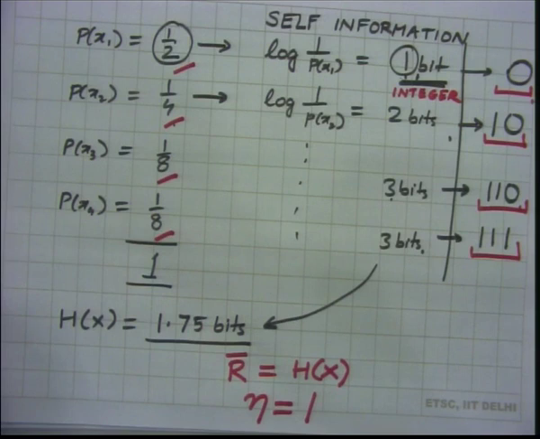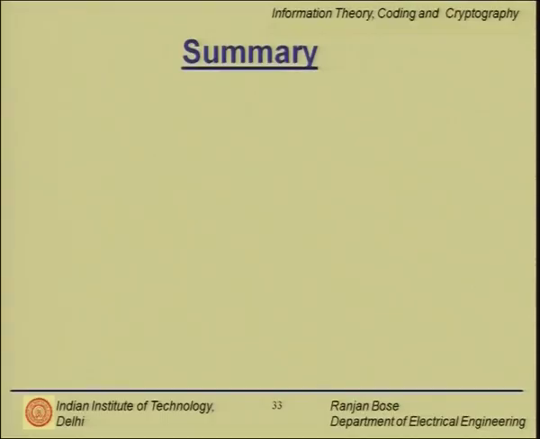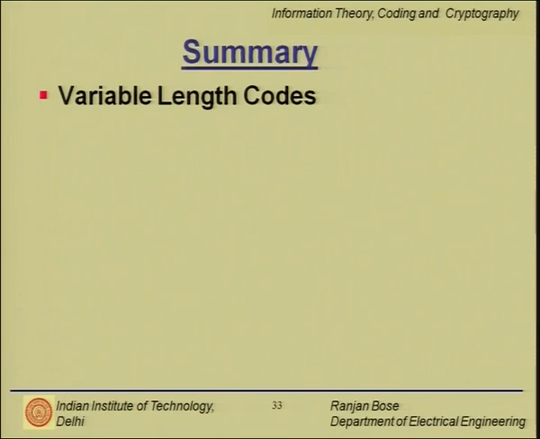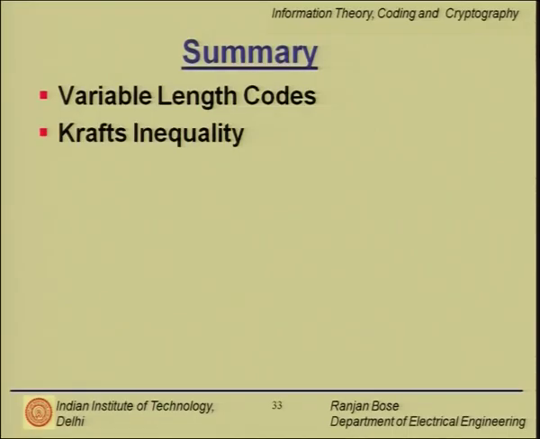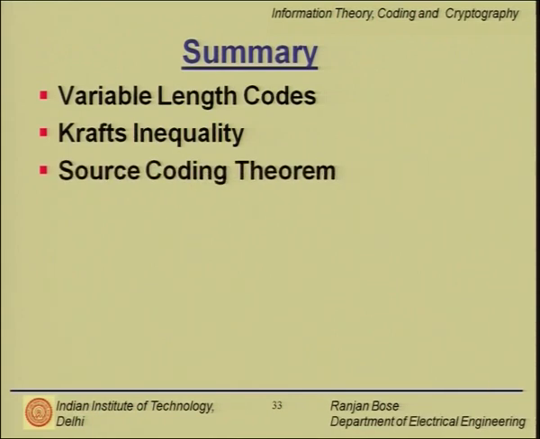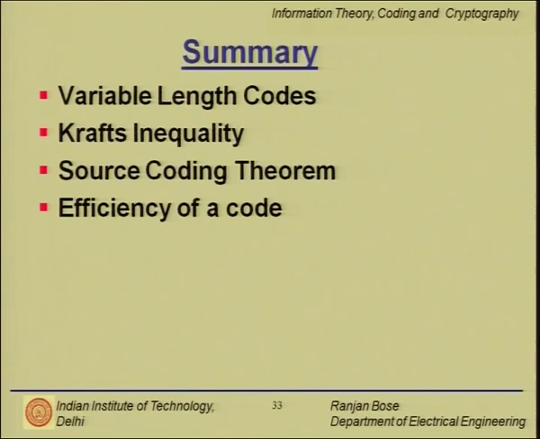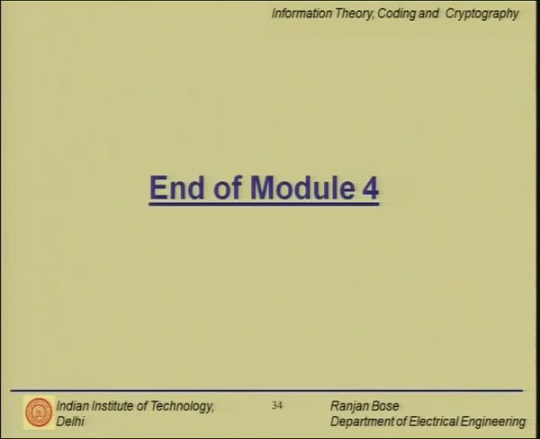So, now we summarize what we have learnt today. We started off with variable length codes because that set the premise for the source coding theorem. We looked at 2 different variable length codes and we saw that one of them was uniquely decodable, the other one was not uniquely decodable. Then we looked at Kraft's inequality, followed by the source coding theorem, which tells us the absolute minimum we can go for compression, and finally we looked at the efficiency of code. So, that brings us to the end of this module.